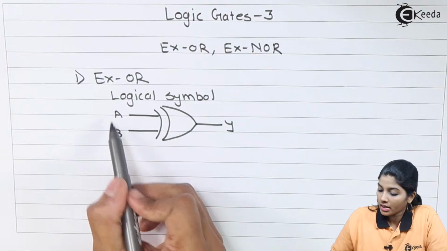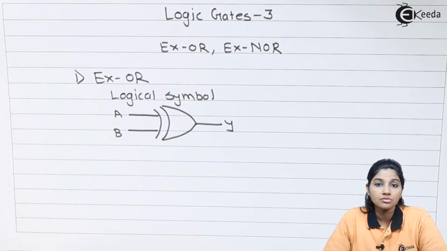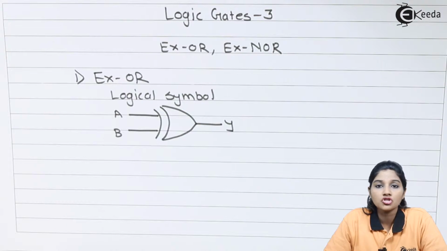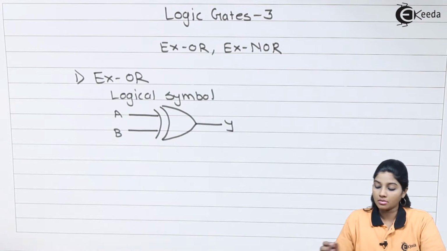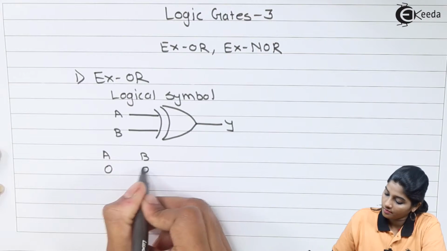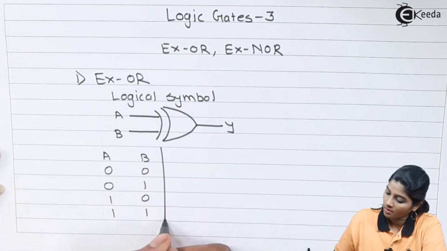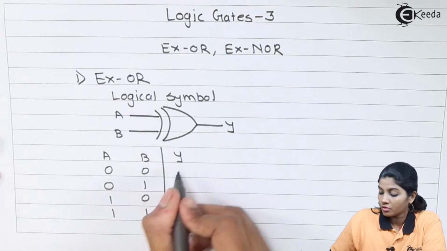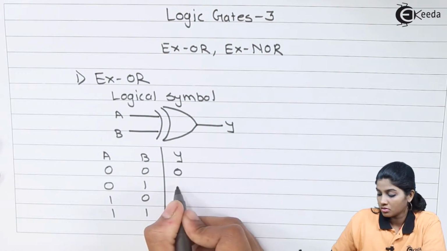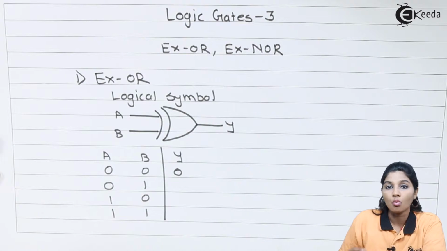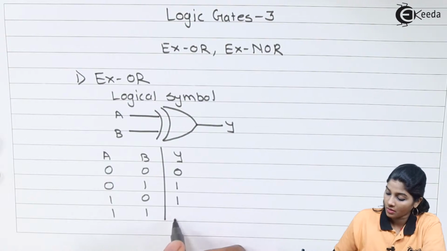It has two inputs A and B and one output Y. As the inputs are 2, the total number of combinations becomes 4. So the truth table becomes: when both the inputs are 0, the output is 0. When any one of the inputs is 1, the output goes high.